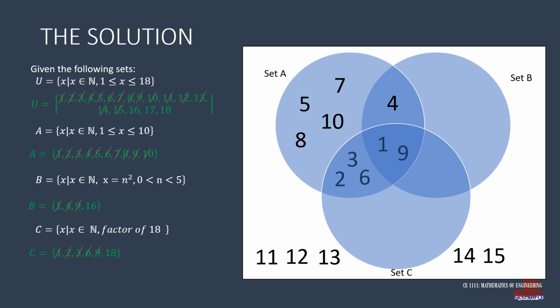For element 16, this is found in sets U and B, so it should be in a circle, and that circle is set B. Again, element 17 cannot be found in any other set except set U, so it would be together with those outside the circles. Then the last element 18 can be found in both sets U and C, so it would be placed in set C, free from any overlaps.